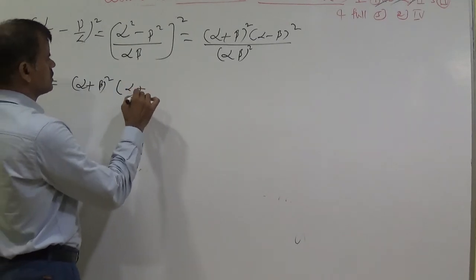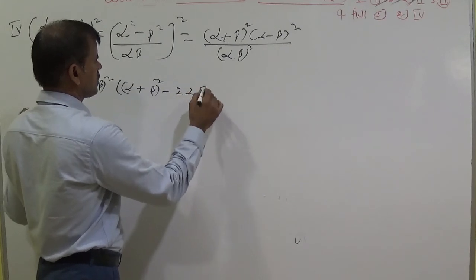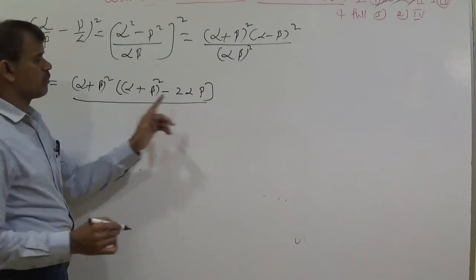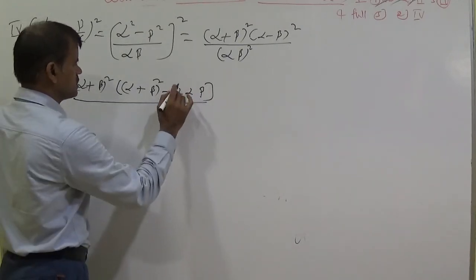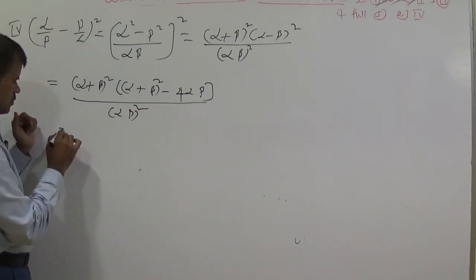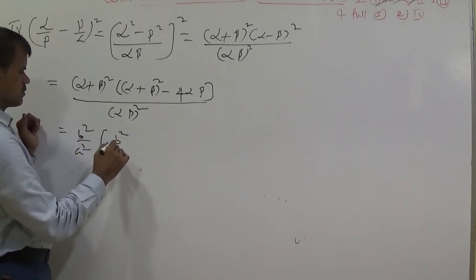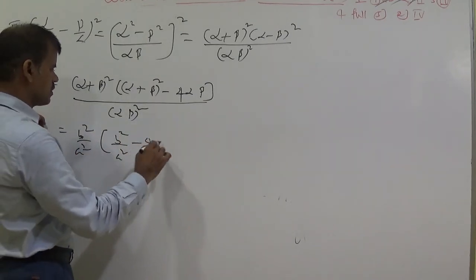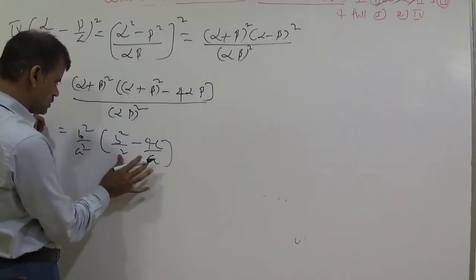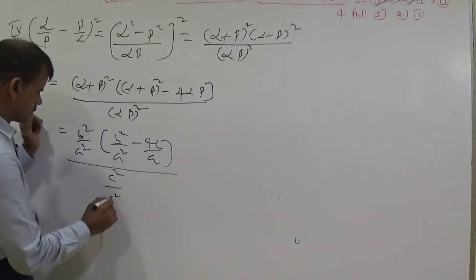But you should change this one (alpha minus beta) whole square as (alpha plus beta) whole square minus 4 alpha beta, because the (a minus b) whole square formula is (a plus b) whole square minus 4ab. This is 4 alpha beta by (alpha beta) whole square. You can write this one as b square by a square, b square by a square into this one as b square by a square minus this is 4c by a, whole by this is also c square by a square.